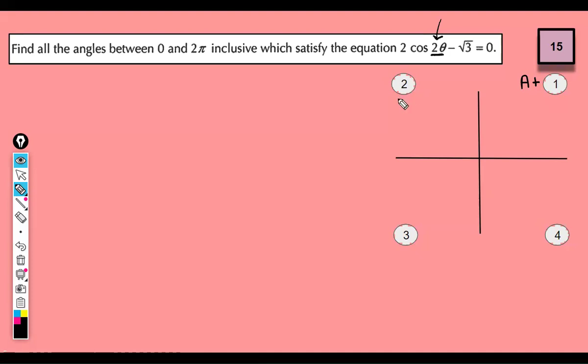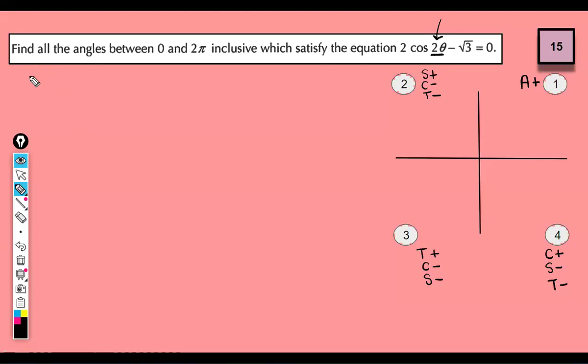In region 2, or the second quadrant, only sine is positive. Everybody else is negative. In the third quadrant, tan is the only one positive, and everyone else is negative. In the fourth quadrant, only cosine is positive. Everybody else is negative. So that's the first thing.